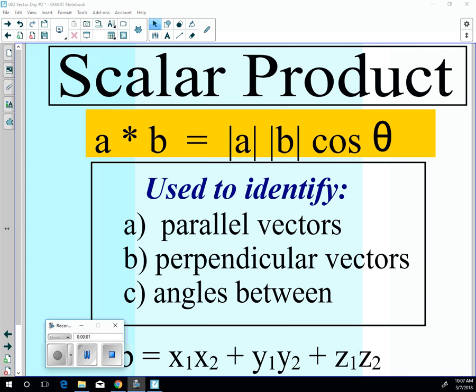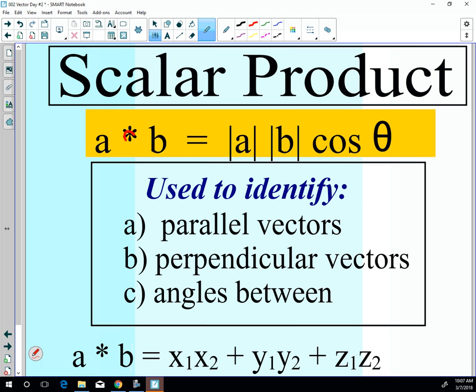This section is kind of quick on scalar product. We're not going to prove this, but there are several ways to multiply vectors. One we're going to find is the cross product. The other is the dot product.